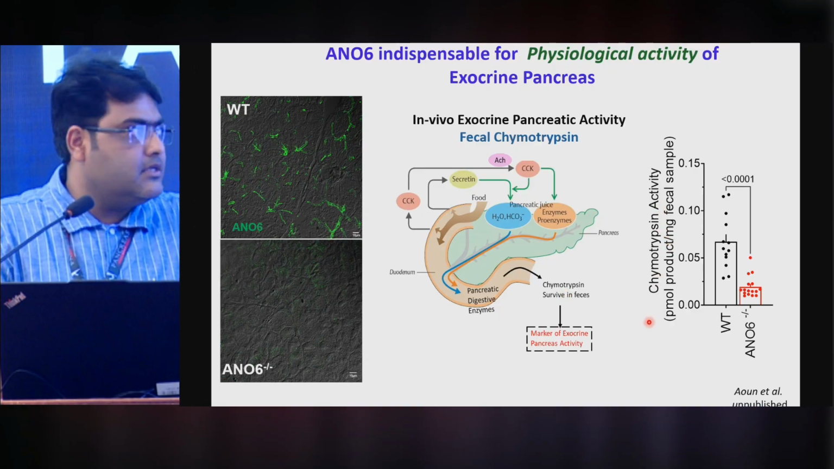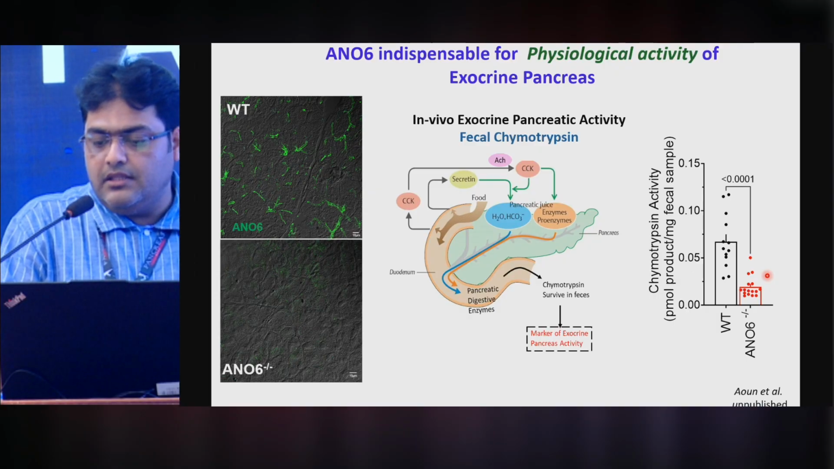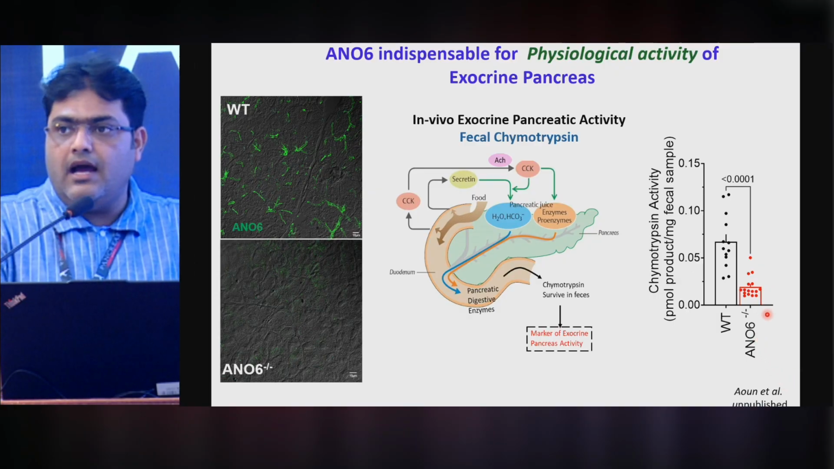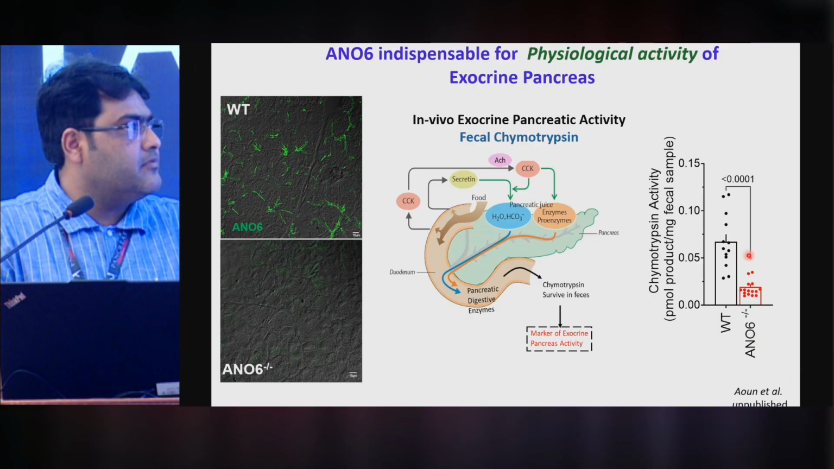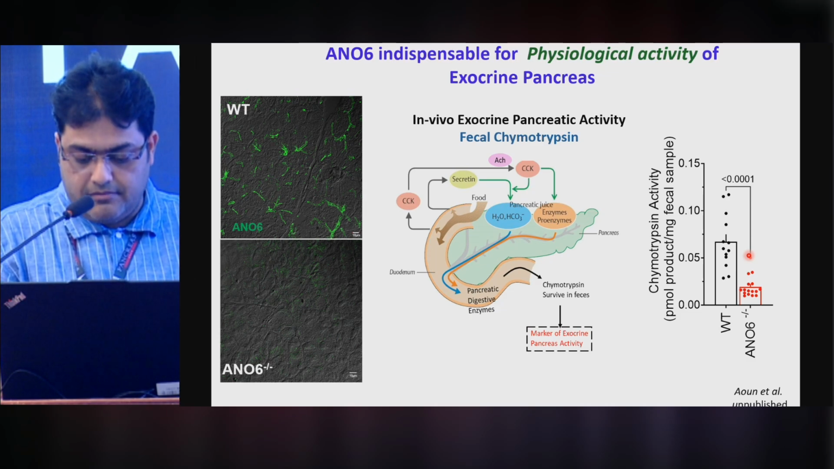So I measured the chymotrypsin in the fecal matter, and you can see the ANO6 knockout mice have almost 80% reduced fecal chymotrypsin, which indicates these mice are suffering from an exocrine pancreatic disorder.